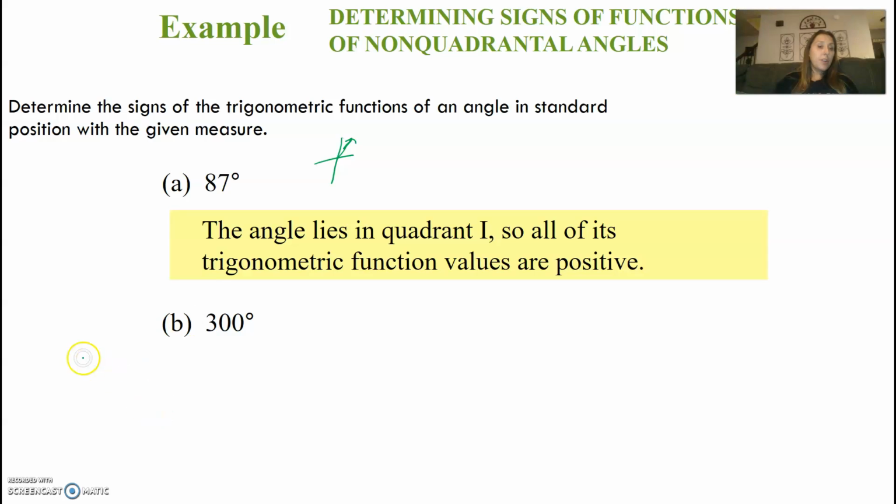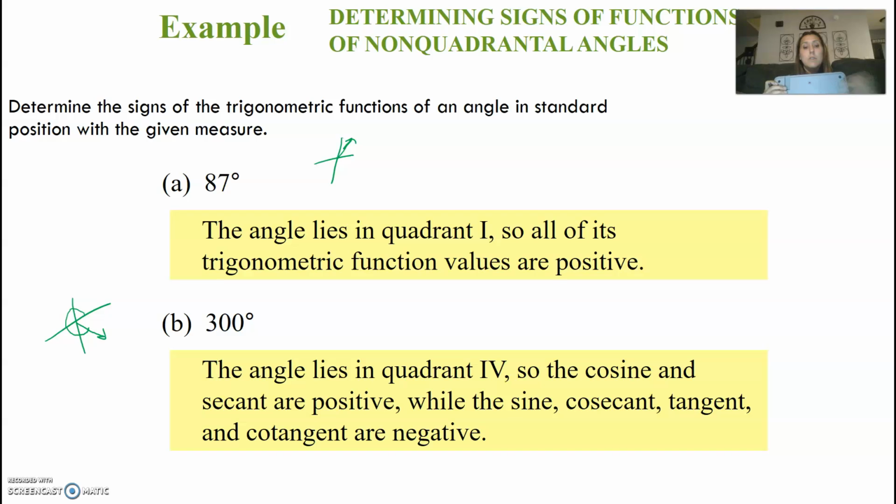So 300 degrees, we got, again, 90, 180, 270, so somewhere around here. If it's in quadrant 4, what's going to happen? Well, since it lies in quadrant 4, the cosine and secant are going to be positive, while sine, cosecant, tangent, and cotangent are negative. So you're going to want to know those things.